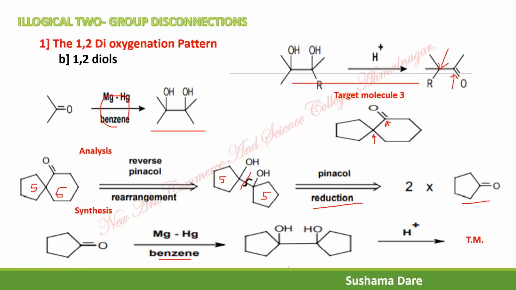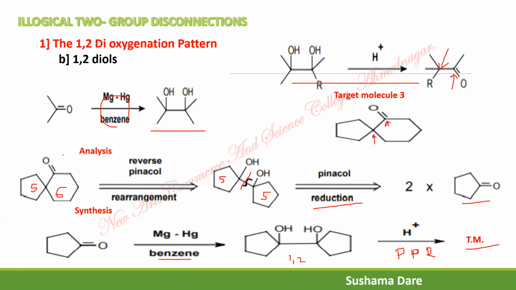It gives a 1,2-diol. After this 1,2-diol, there is a pinacolone rearrangement reaction in presence of acid. So here the rearrangement takes place. You know the mechanism of the pinacolone rearrangement reaction, and it gives the target molecule.